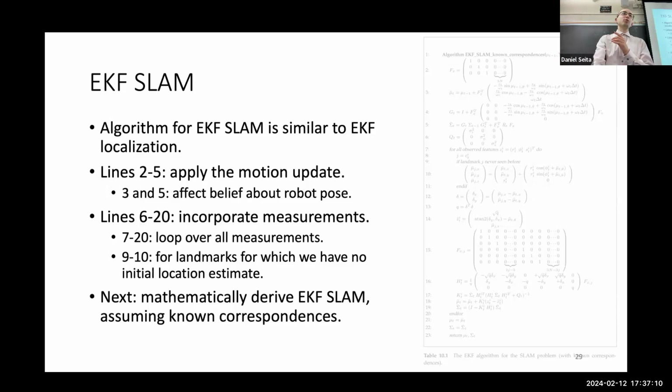Then you incorporate the measurement. So, given the robot pose, you have the measurement. Those are the Z vectors. How do we use them to update the next mean and covariances of the robot position, as well as the next update of the map too?